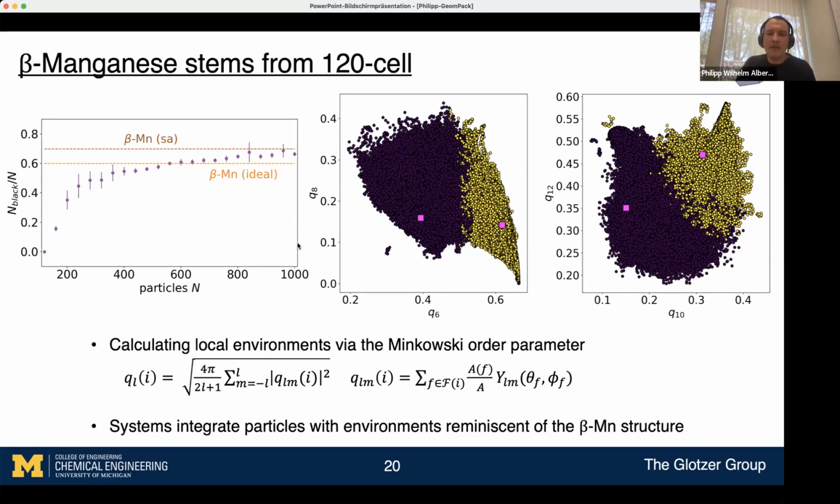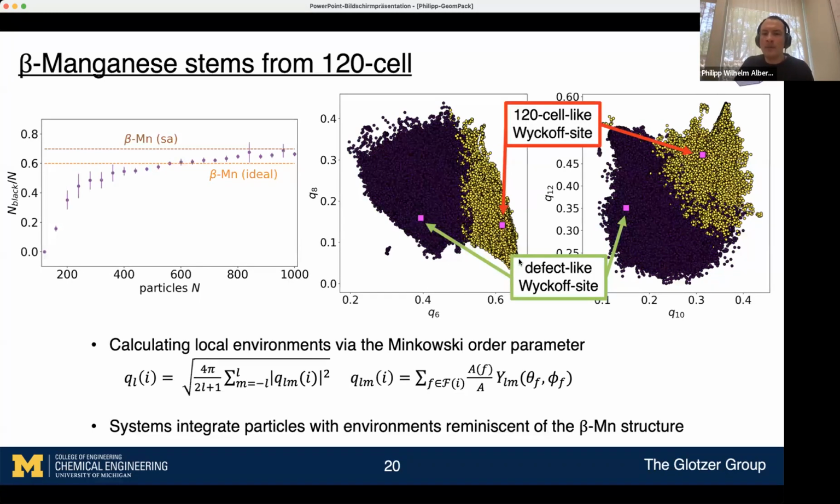And interestingly enough, based on this assembly, we can make the argument that one of these Wyckoff sites, the 8D, is somehow a remnant which tries to be as close as possible to the ideal 120 cell environment, whereas the other one is the integration of defects into the 120 cell. This means that the beta manganese structure can be seen as a defected 120 cell and is, like I said, a remnant of a perfect tessellation in curved space.